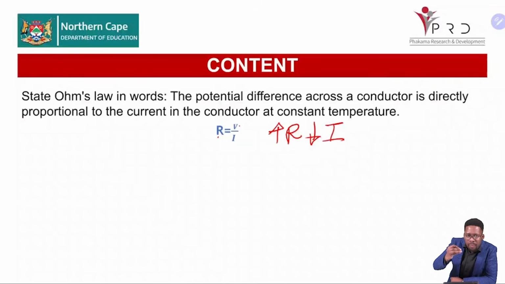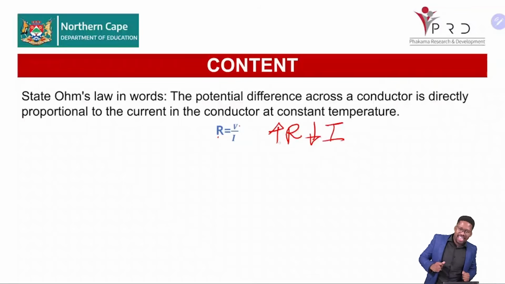So the tap was the potential difference. The flow of water was the current. And Ntokozo's sibling was acting as a resistor. I'm not saying Ntokozo's sibling was a resistor. He was acting as a resistor. So the higher the resistance, the lower the current. The lower the current, the higher the resistance.